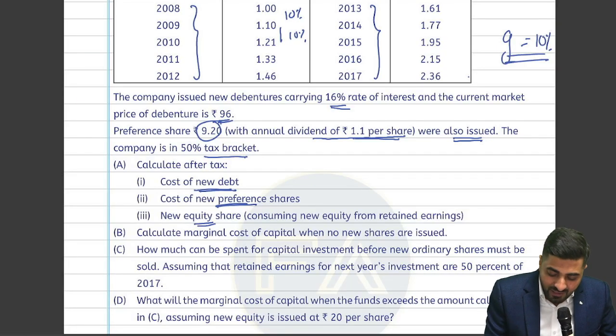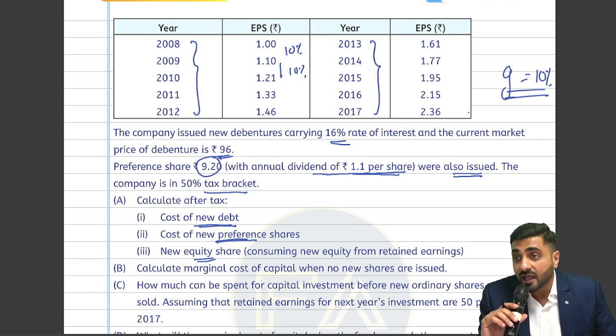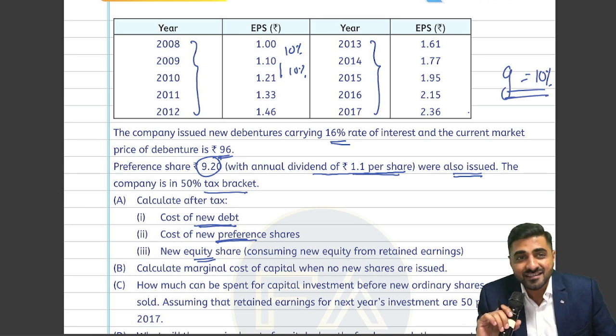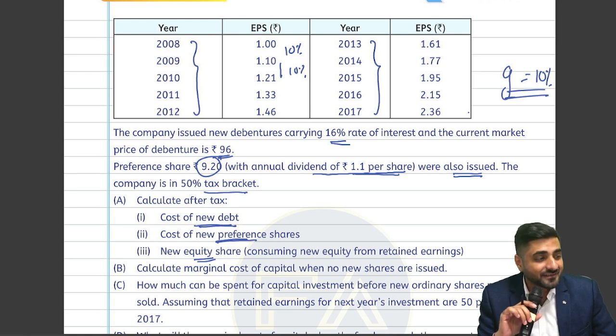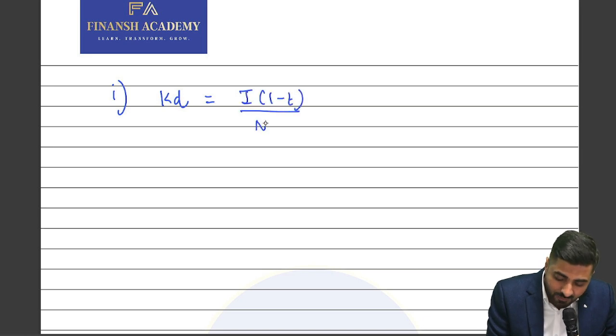Guys, are the debentures redeemable? Have they given you life? No, there is no life. Okay, so smaller formula or bigger formula? Smaller formula, everyone. The formula is: interest into 1 minus tax upon net proceeds into 100.